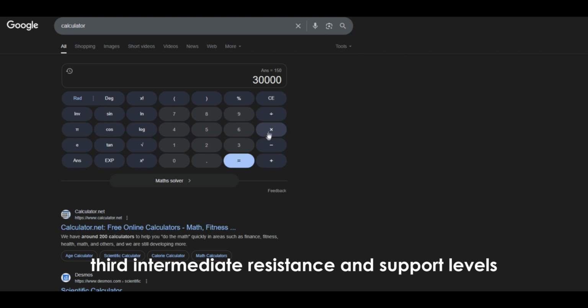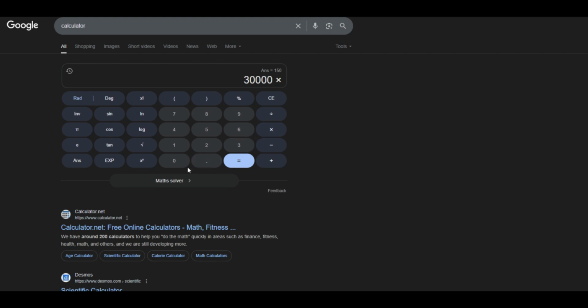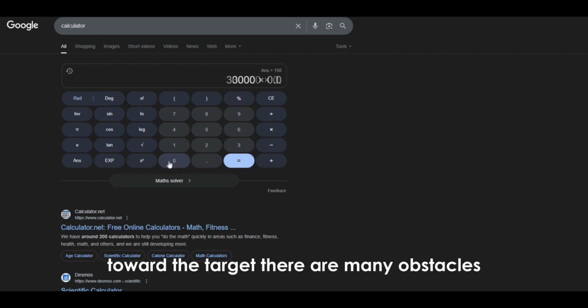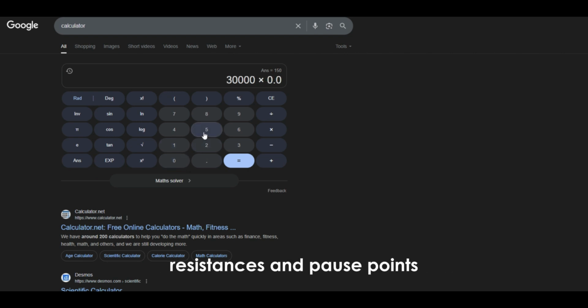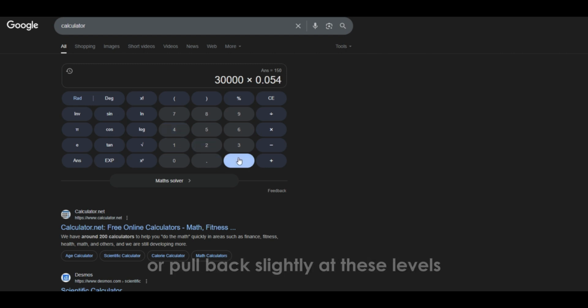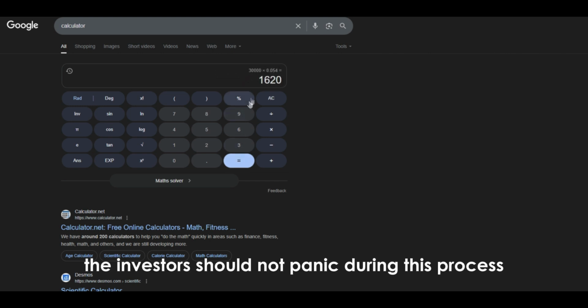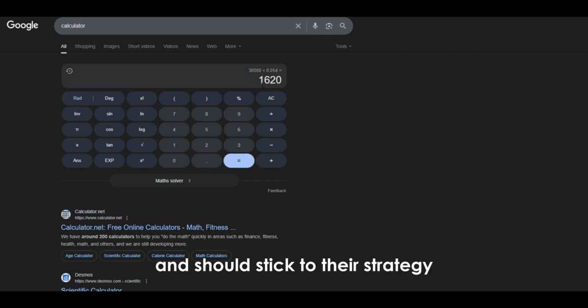Third, intermediate resistance and support levels. The price will not move in a straight line toward the target. There are many obstacles, resistances, and pause points, supports, along the way. It's natural for the price to stall or pull back slightly at these levels. The investor should not panic during this process and should stick to their strategy.